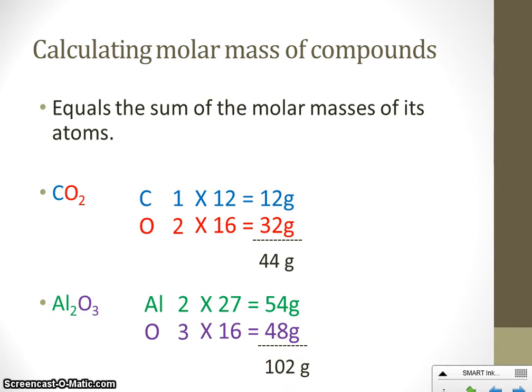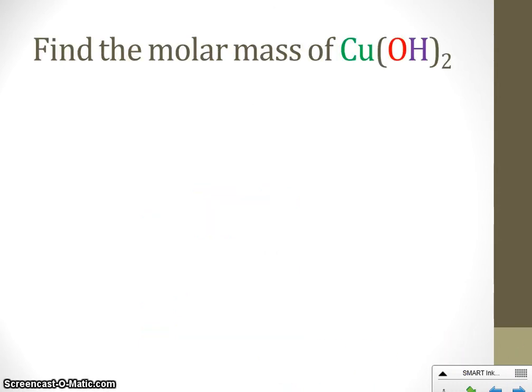This last one, I want you to try on your own. Okay, this is copper hydroxide. What I did is I just split it up by color here. You're going to want to add up the mass of copper, and then the mass of oxygen, and then the mass of hydrogen, and then get the total for the whole thing. I would pause the video, do it on your own, and then once you have it completed, check your answers.